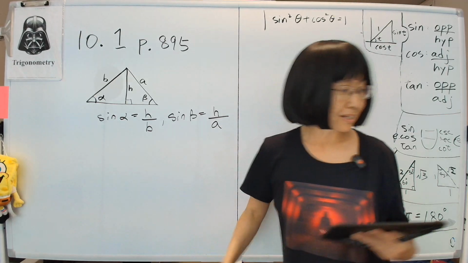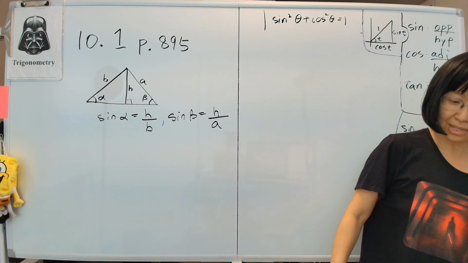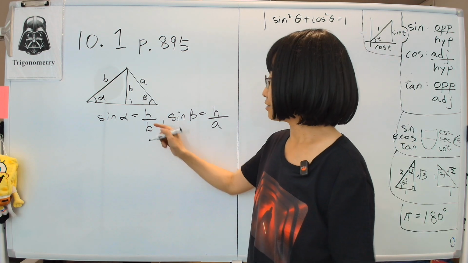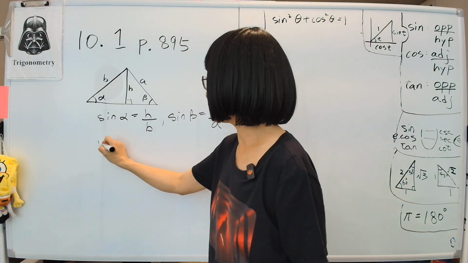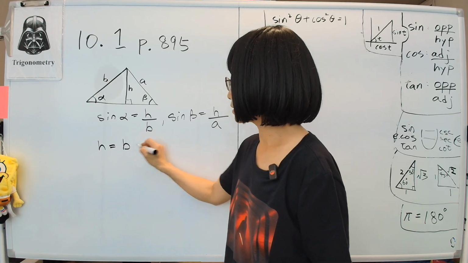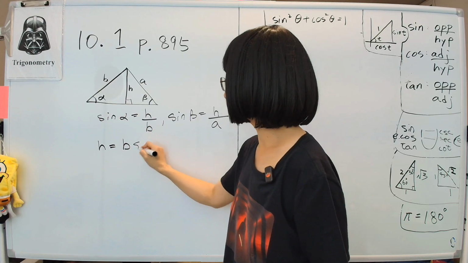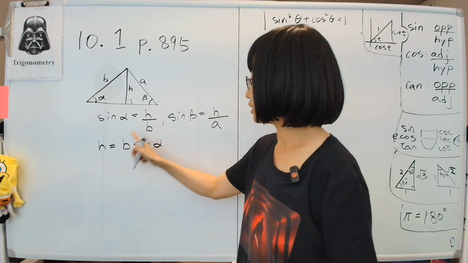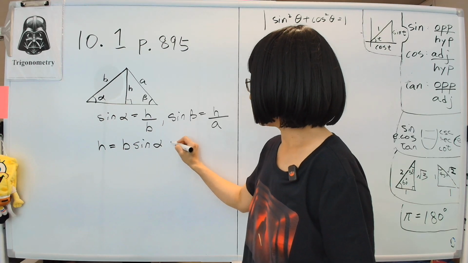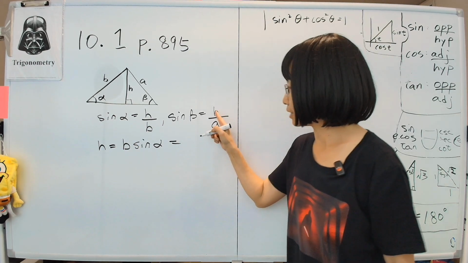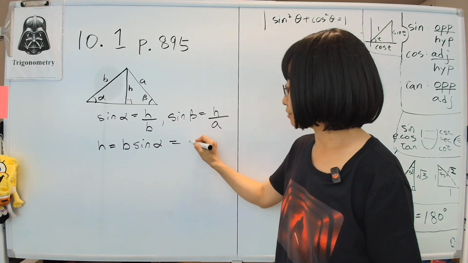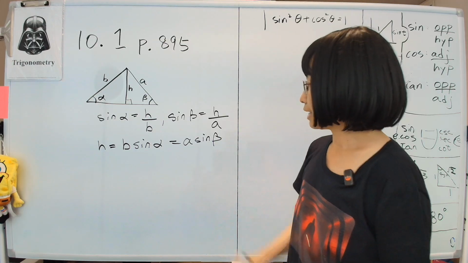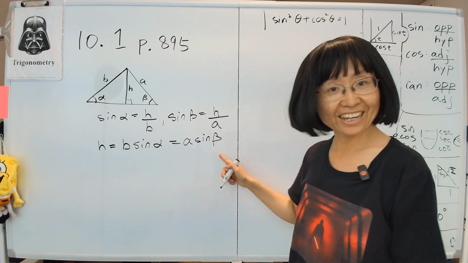Now from this simple beginning, we are going to derive the law of sine. From this equation, we get h equal to b times sine alpha. Just move the b up here. Then h equals b sine alpha. And h also equals, from here, a sine beta, for the same reason. And that's it. This is the law of sine right here.